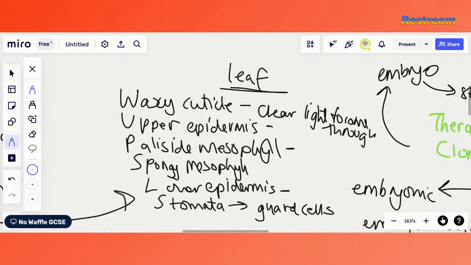The palisade mesophyll layers are probably the most important. This is where you find chloroplasts, so cells with a lot of chloroplasts, which is what we call palisade cells. You may have learnt this in year 7. And then the spongy mesophyll is basically when there's loads of gaps, allowing for water vapor to reach these cells because photosynthesis requires water as well as light and energy.